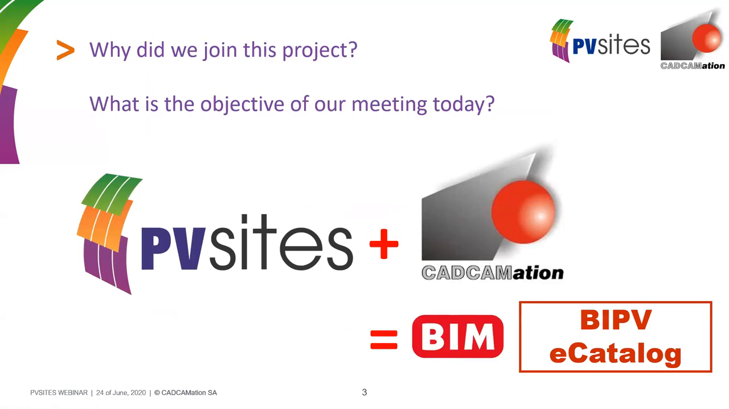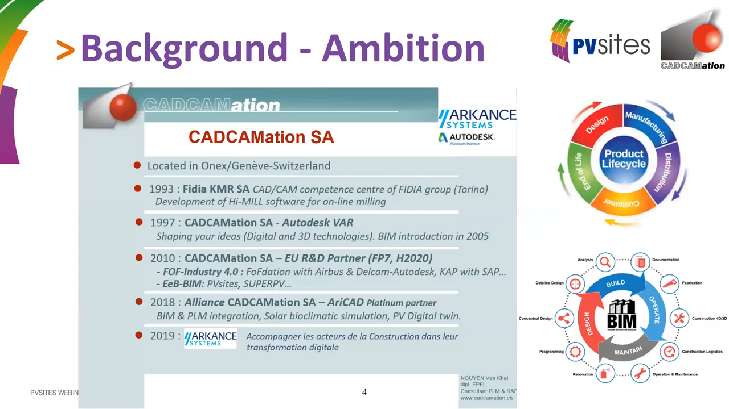Why did we join this project and what is the objective of our meeting today? Well, the equation PVSITES plus Cat Commission makes sense because it's about digitization and BIM, building information modeling, to produce the very first, I guess, BIPV e-catalog to be produced and shared and distributed within the BIM industry and the BIM world. Maybe some of you don't know exactly what BIM is, but this is another story. But BIM is common today in the building digital industry.